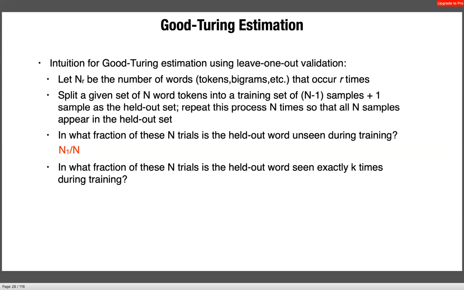Now, here's the next question. In what fraction of the N trials is the held out word seen exactly k times during training? Here the answer would be (k plus 1) times N_(k plus 1) by N. And this can be motivated further. If you think about how many words or tokens there are with a training count of k, there are approximately N_k such words.